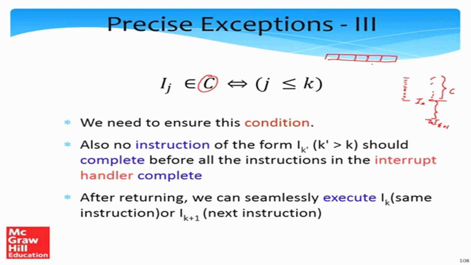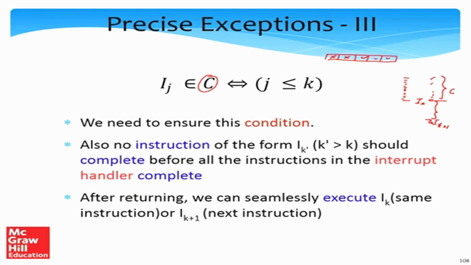The reason it is slightly difficult is because some of these instructions, maybe this one or this one or this one, might have made some changes to the permanent state, so they should be allowed to complete. And some of these instructions might not have made any changes to the permanent state. So then maybe the instruction in the fetch stage can be discarded, the instruction in decode stage can be discarded, and for the rest we need to see.